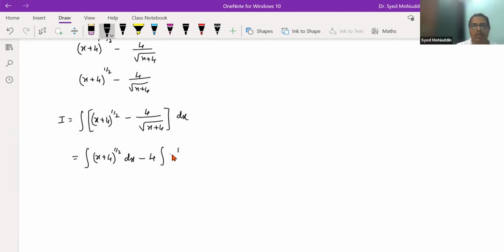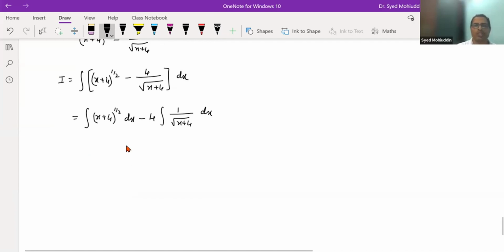It is the integral of 1 by root of x plus 4 times dx. Now you can use the substitution in both the cases, in the first one as well as in the second one. So put in the first case, or if you want, you can do it directly also or separately also. In the first term, I'll put x plus 4 as t.